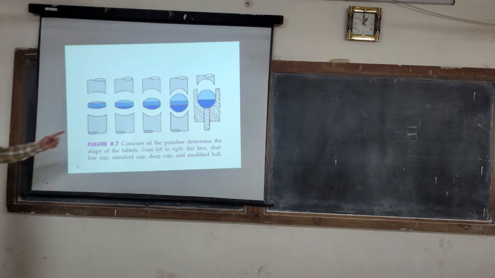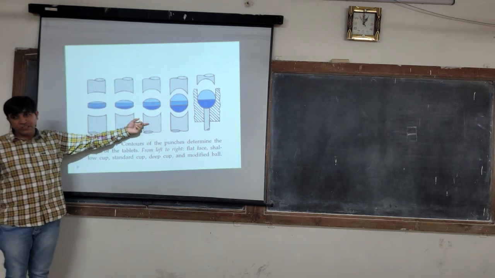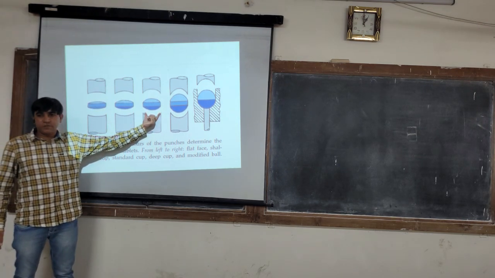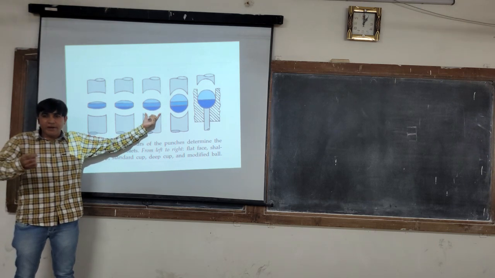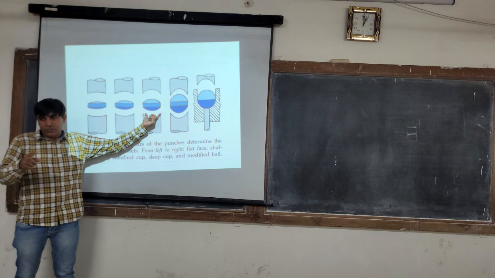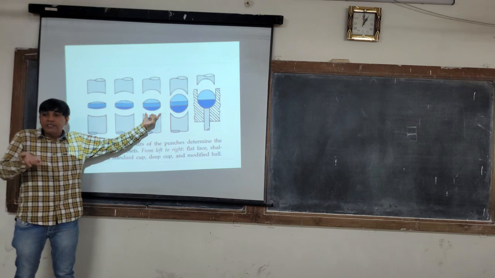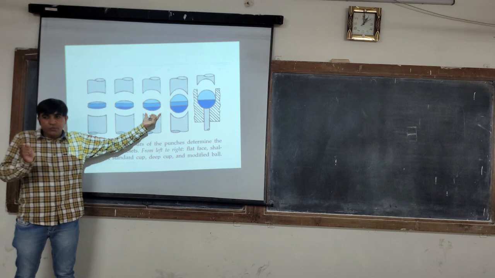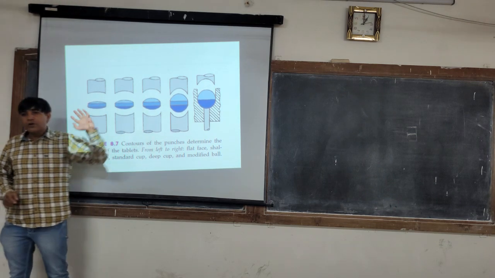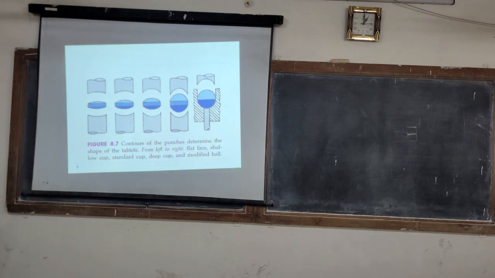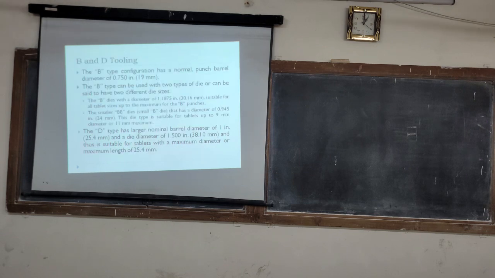The main problem with the concave or deep concave punches is the edges. They are very delicate and they may sometimes bend during the faster processing if the punches are not rising properly to the surface of the die table, and that causes a problem that will lead to capping and sometimes lamination. So normally we avoid the concave or deep concave punches unless they are required.